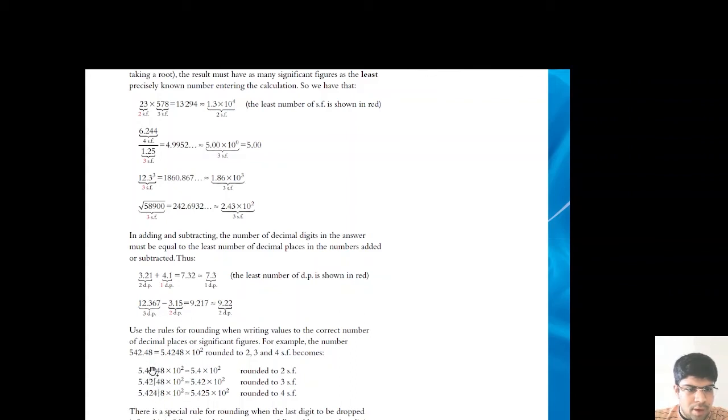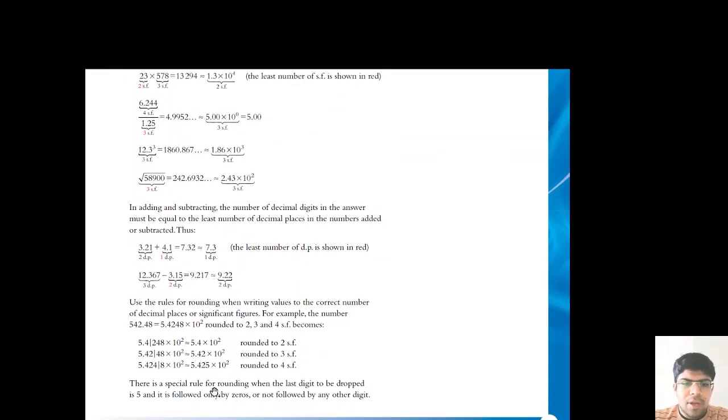No, this is not the divide symbol. So we have to see the significant figures and round them off to the least number of significant figures. This line is just to show the difference of the digits, not the division symbol. So 5.4248 times 10 raised to power 2 is 5.4 times 10 raised to power 2. We have to leave the final digit in the number of significant figures. So it's rounded to two significant figures, and here it's rounded to three significant figures, and so on.